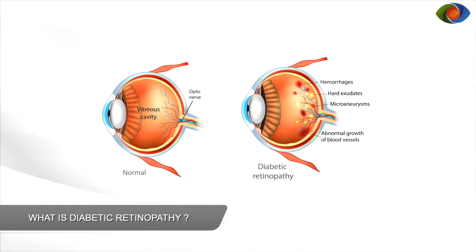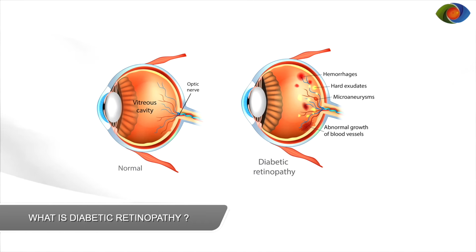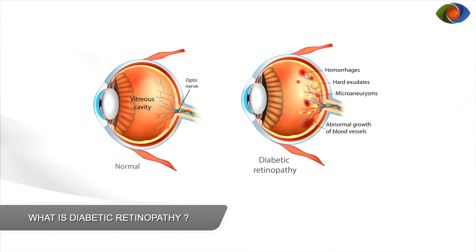Diabetic retinopathy is a condition in which diabetes affects the small blood vessels of your retina. They are called the capillaries. Years of diabetes cause damage to these capillaries, causing a spectrum of this condition called diabetic retinopathy.